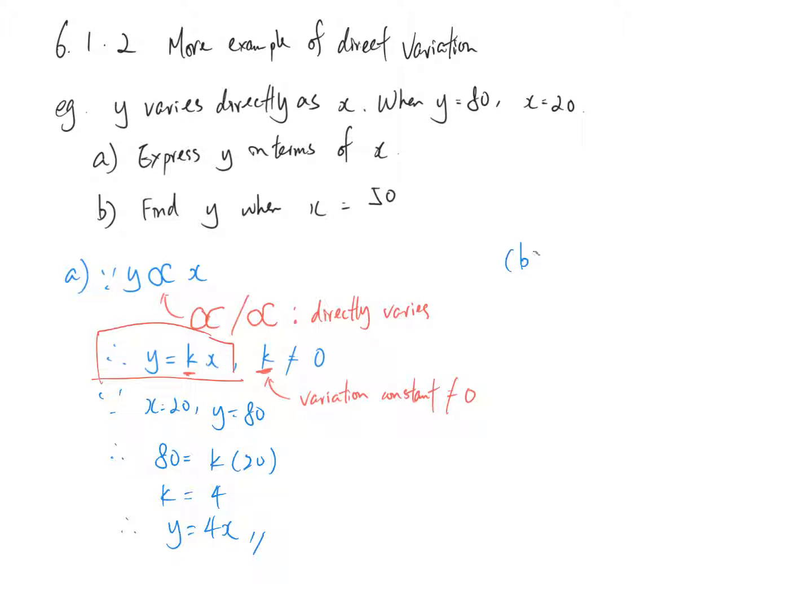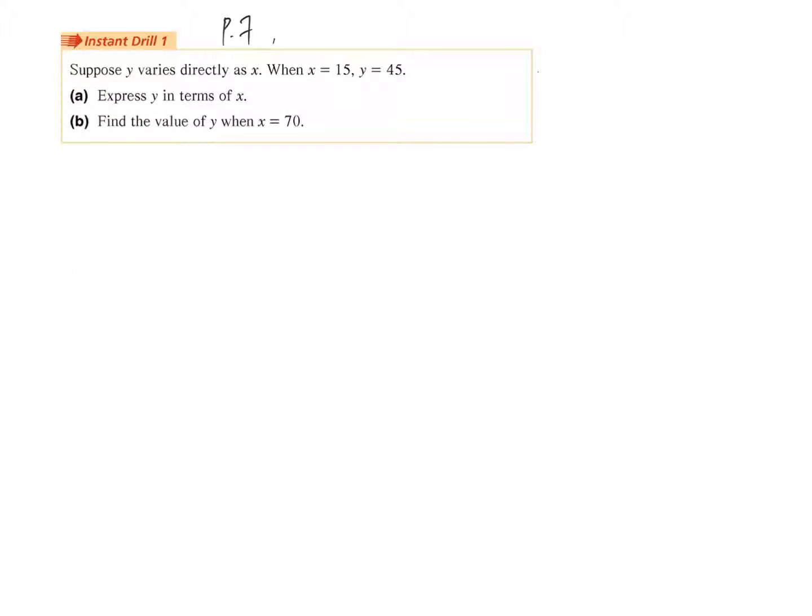Now part B, very easy. Because y equals 4x, when x equals 50, therefore y equals 4 times 50, and hence equals 200. That's all. Very easy example, right?